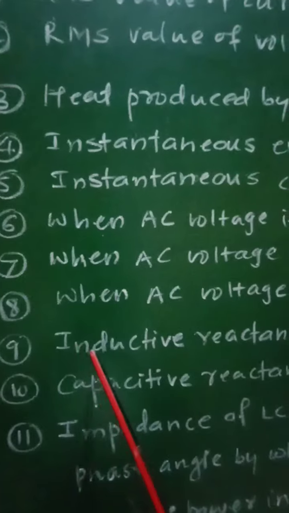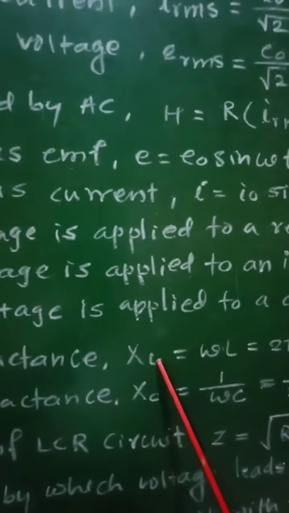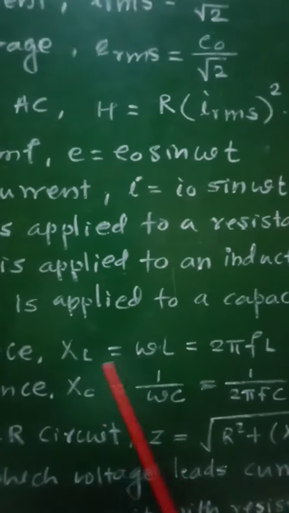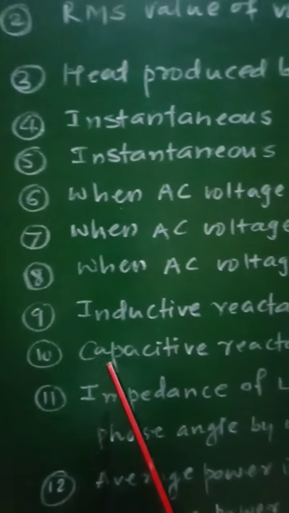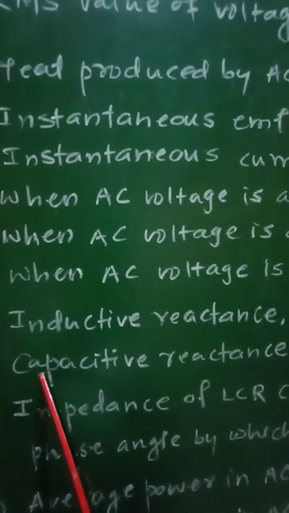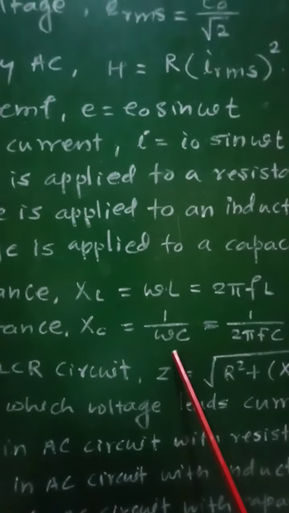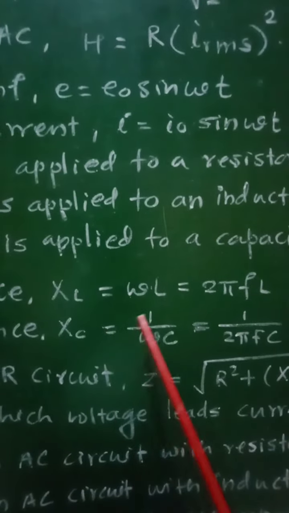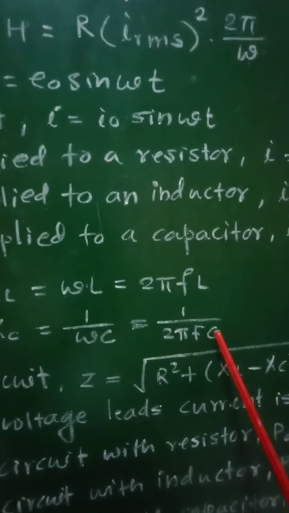Ninth formula gives inductive reactance. Inductive reactance XL is equal to omega L, that is equal to 2 pi F L. Then 10th formula gives capacitive reactance. Capacitive reactance XC is equal to 1 upon omega C equal to 1 upon 2 pi F C.